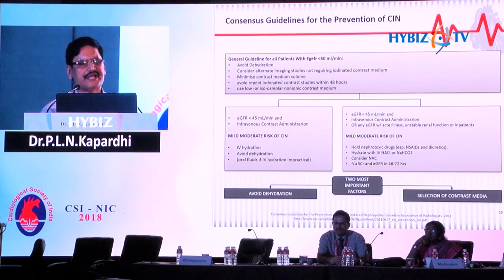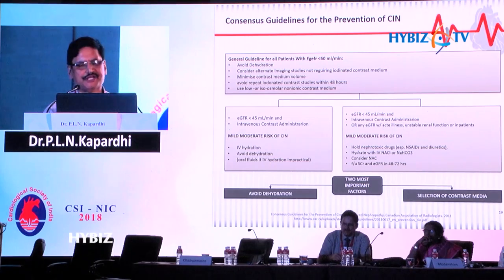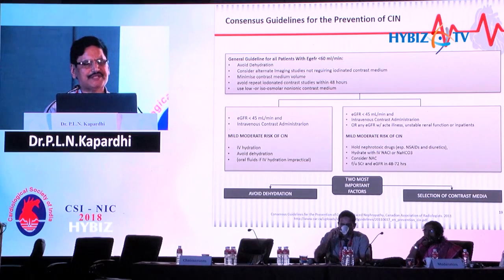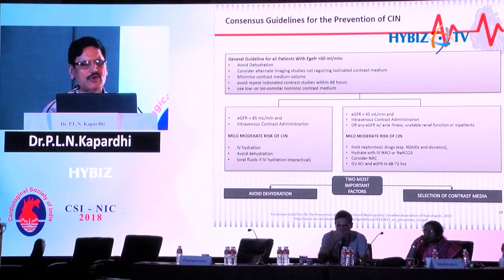So the consensus guidelines for the prevention are the general guidelines. In all patients with eGFR less than 60 ml per minute, avoid dehydration and consider alternate imaging strategies not requiring iodinated contrast material, minimize the contrast medium volume, and avoid repeated iodinated contrast studies within 48 hours. This is most important because volume control is very, very important. Use low or isoosmolar, especially isoosmolar non-ionic contrast, which is safer to the kidneys.